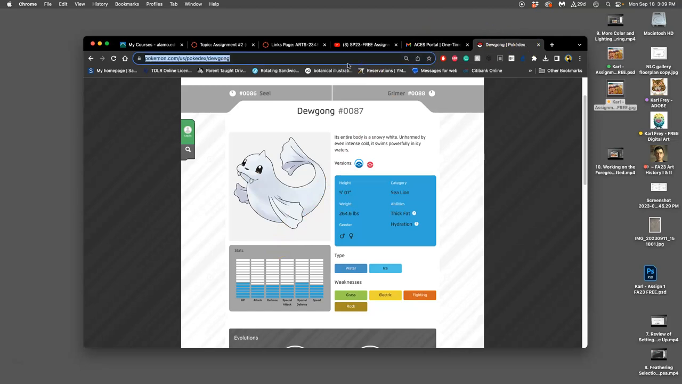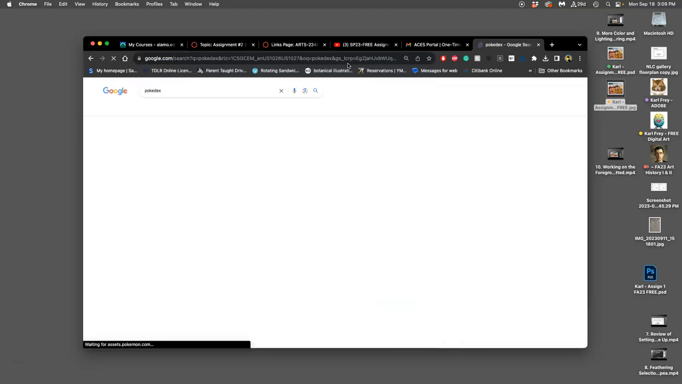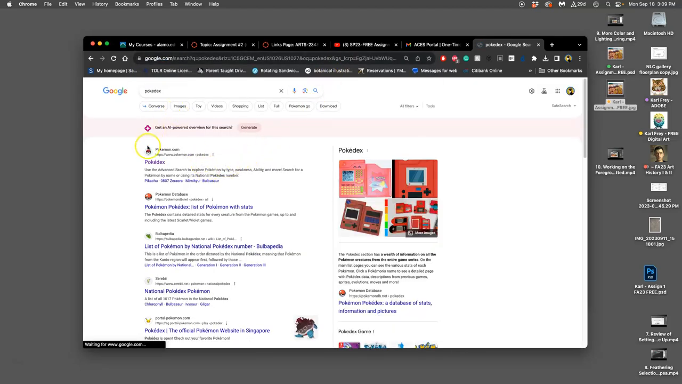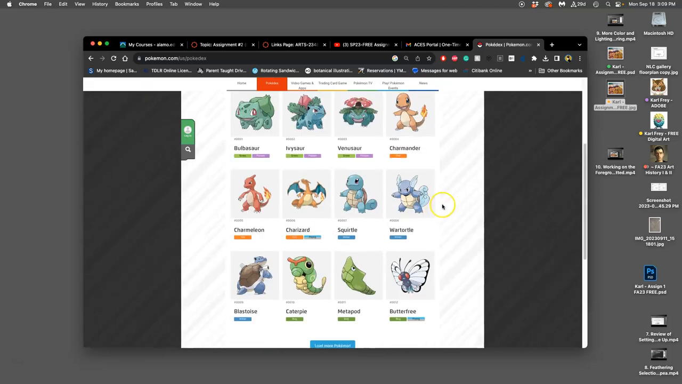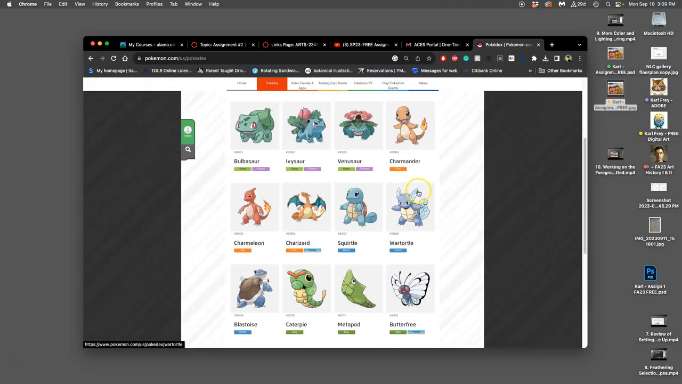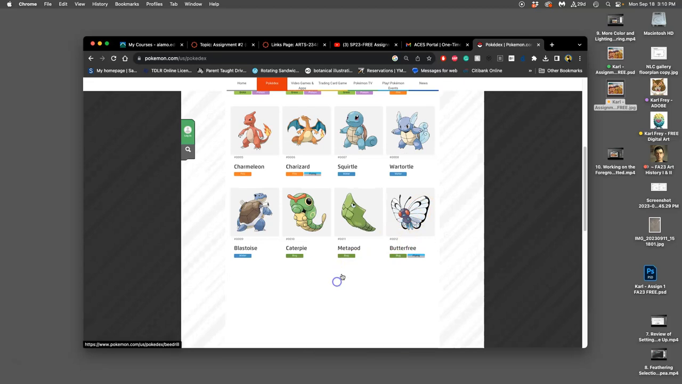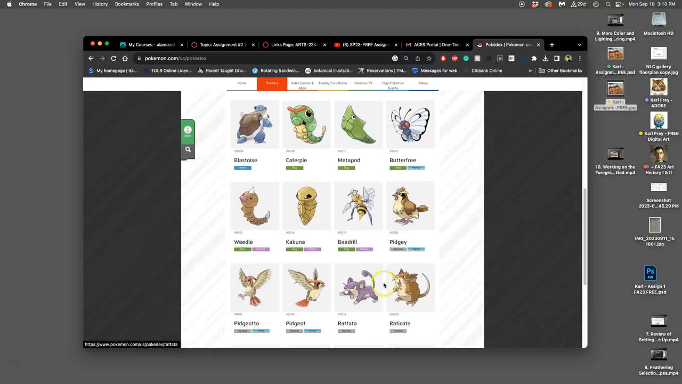Well, I'll just look up a Pokédex. So we have a lot at once, right? That's the same one. So here are some of the early ones. If you just squint and you see these all as silhouettes, they showcase what they look like, what their anatomy is.